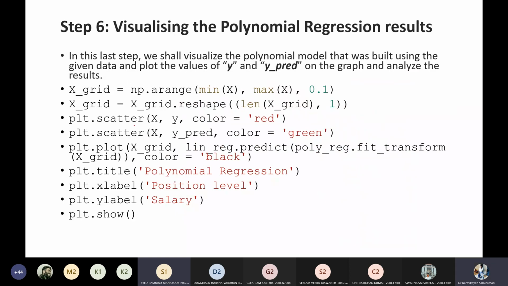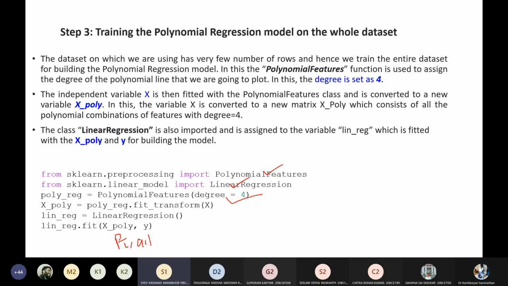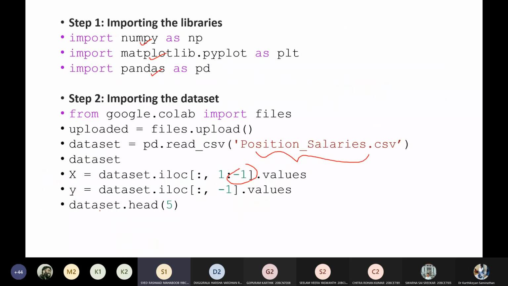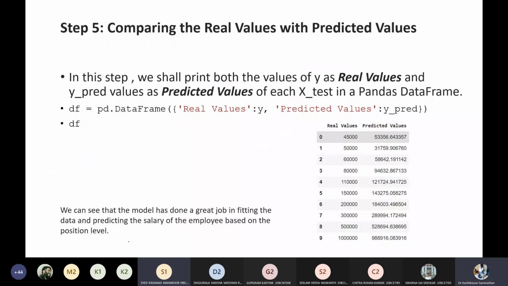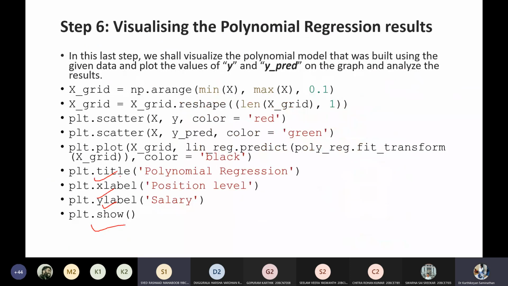Now we want to visualize the data. The same as before, we will visualize through a plot: title, xlabel, ylabel and show. The logic behind the prediction is plt.plot of x grid, comma, linear_regression.predict of poly_regression.fit_transform of x grid. Whatever is given here, this x poly, comma, y, the same thing should be given here, x poly. Where is x poly? fit_transform of x grid.